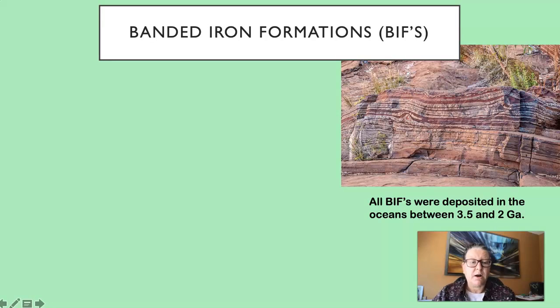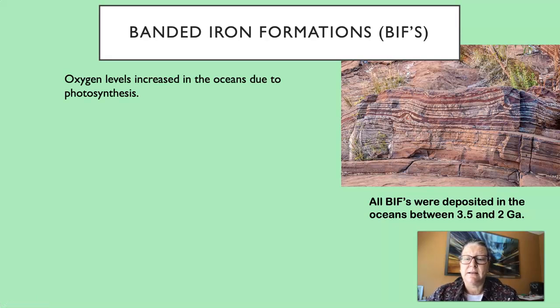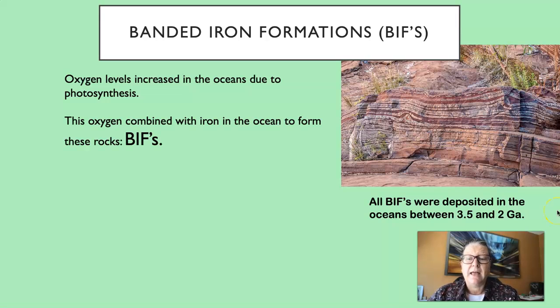So here's an outcrop showing a banded iron formation, and these are sometimes abbreviated BIFs. And as I mentioned, all of these BIFs were formed between about 3.2 and 2 billion years ago. So the idea is that oxygen levels increased in the oceans due to photosynthesis by the blue-green algae, and the oxygen combined with iron in the ocean, and it formed these rocks.